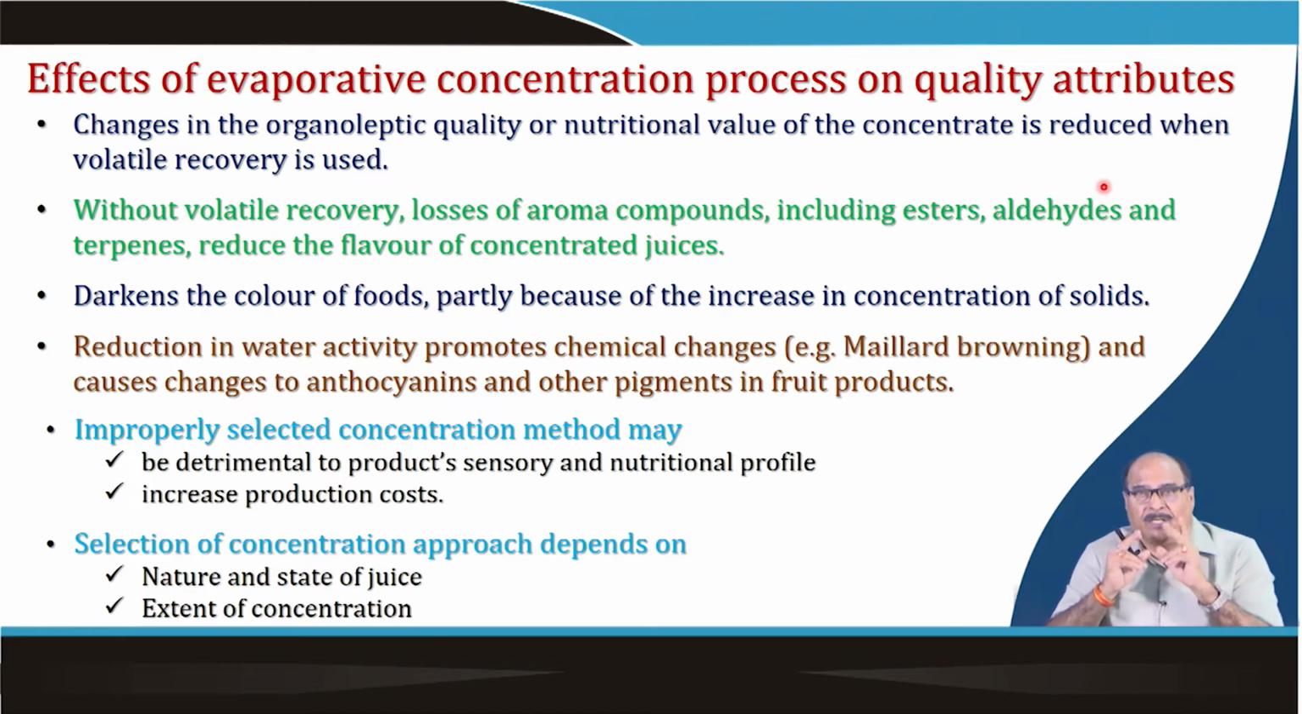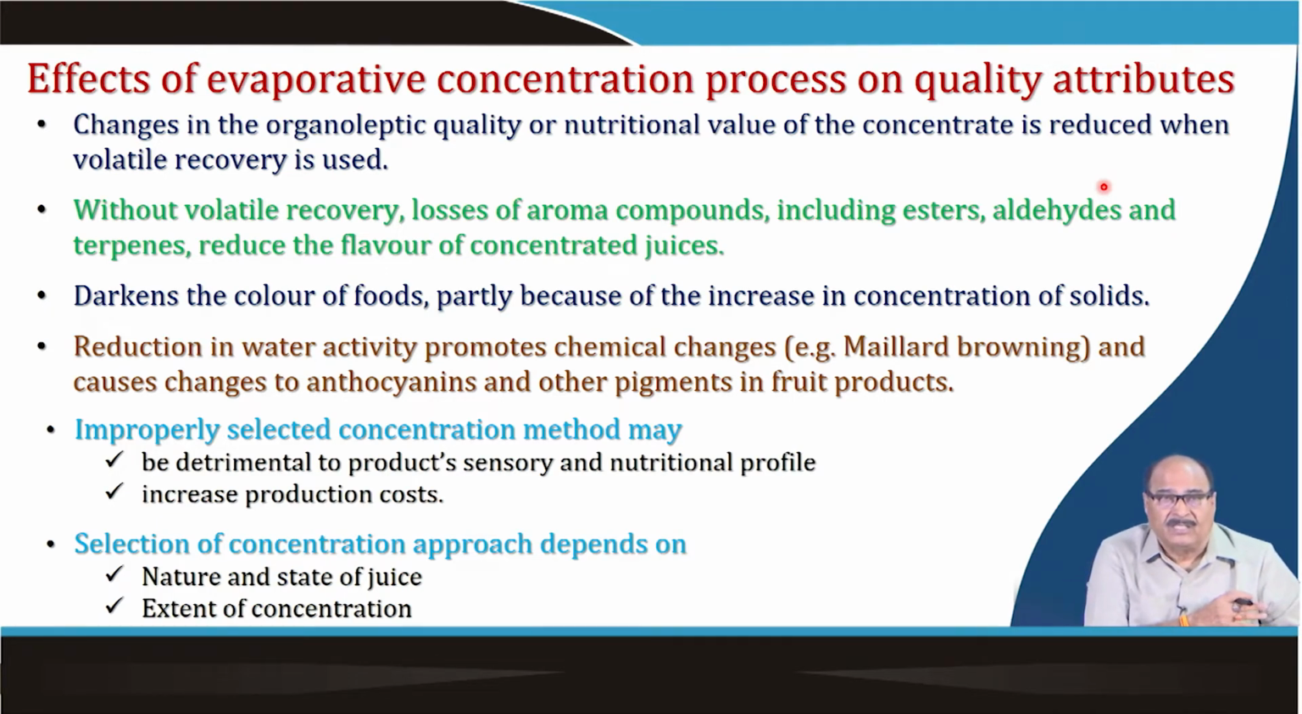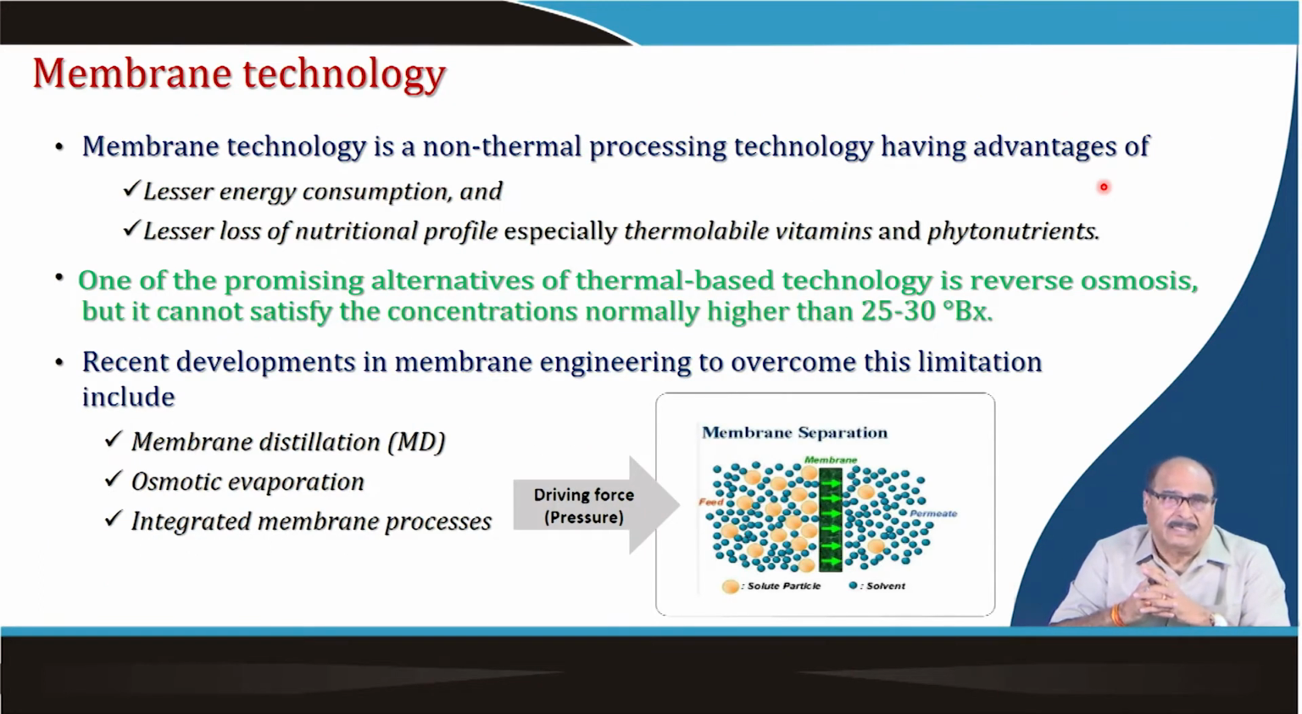So, a proper concentration method should be used, and the proper selection of the concentration approach depends upon the nature and state of the juice and also the extent of concentration desired. Many a time, in evaporative concentration, if you go beyond about 25 to 30% total solids, it becomes difficult because it will be so viscous that removing it from the containers is a difficult thing. So, accordingly, other novel methods for concentration may be used, and one such method is membrane technology.